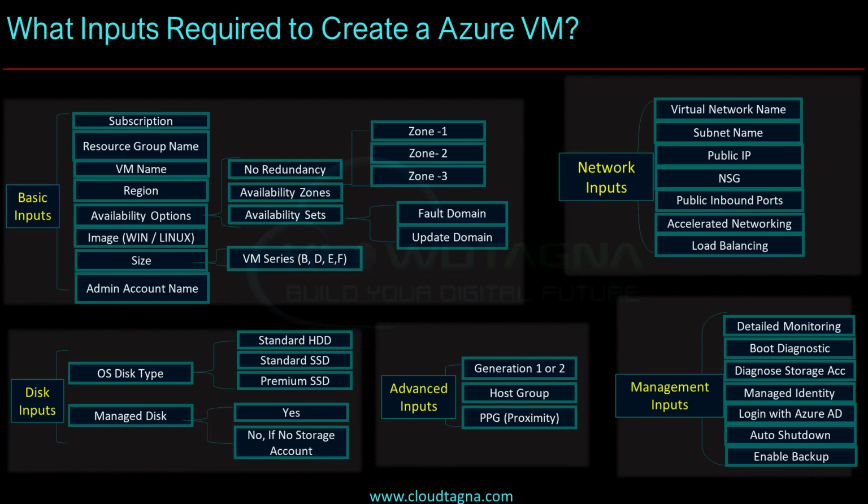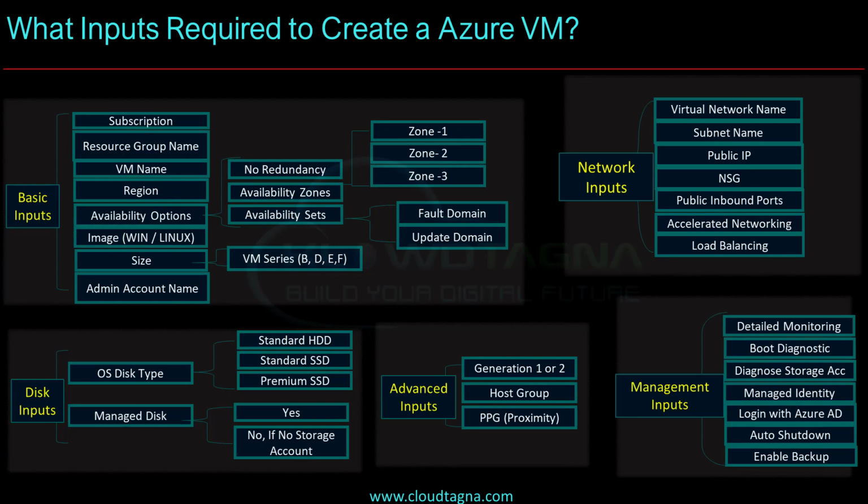In basic, first you have to select the subscription, resource group name, and then region. Then you have an availability option. This is the place where you decide whether you need a high availability option such as availability zones or availability sets. Finally, you have options to choose the desired image like Windows or Linux and the image size like B series VM or F series VM depending on your workload requirements. From a disk perspective, you have a few options to select.